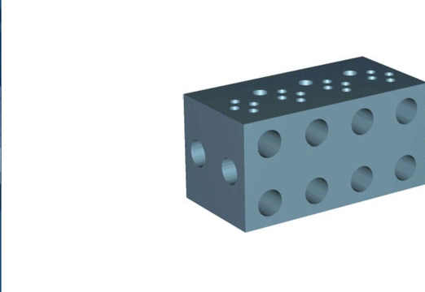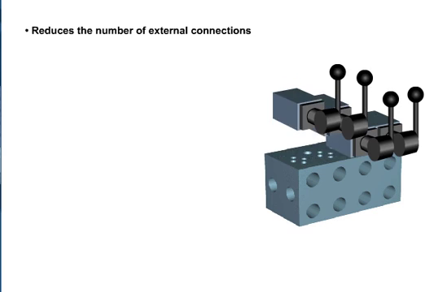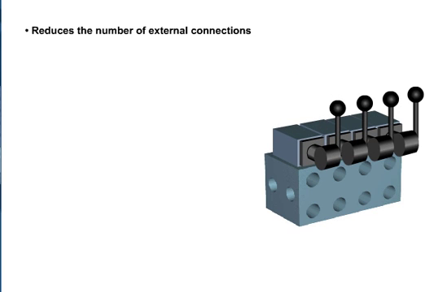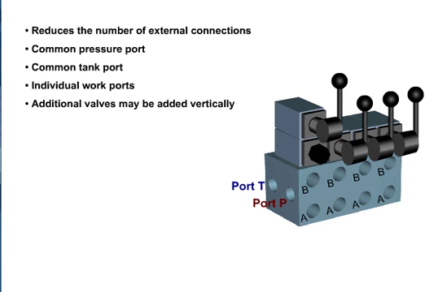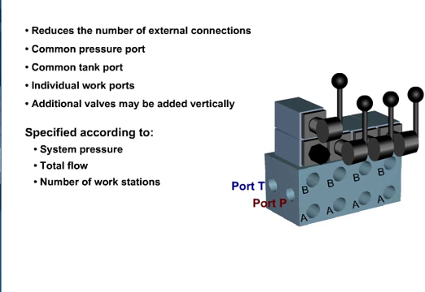As the number of connections in a hydraulic system increases, so does the possibility of leaky fittings. Hydraulic manifolds drastically reduce the number of external connections required. Manifolds used for modular valve stacking incorporate a common pressure and return port, with individual A and B work ports for each valve station. At each station, additional control valving may be added by sandwiching or stacking the valves vertically. This is accomplished without any external connections. Manifolds are specified according to system pressure, total flow, number of workstations, and valve size or pattern.